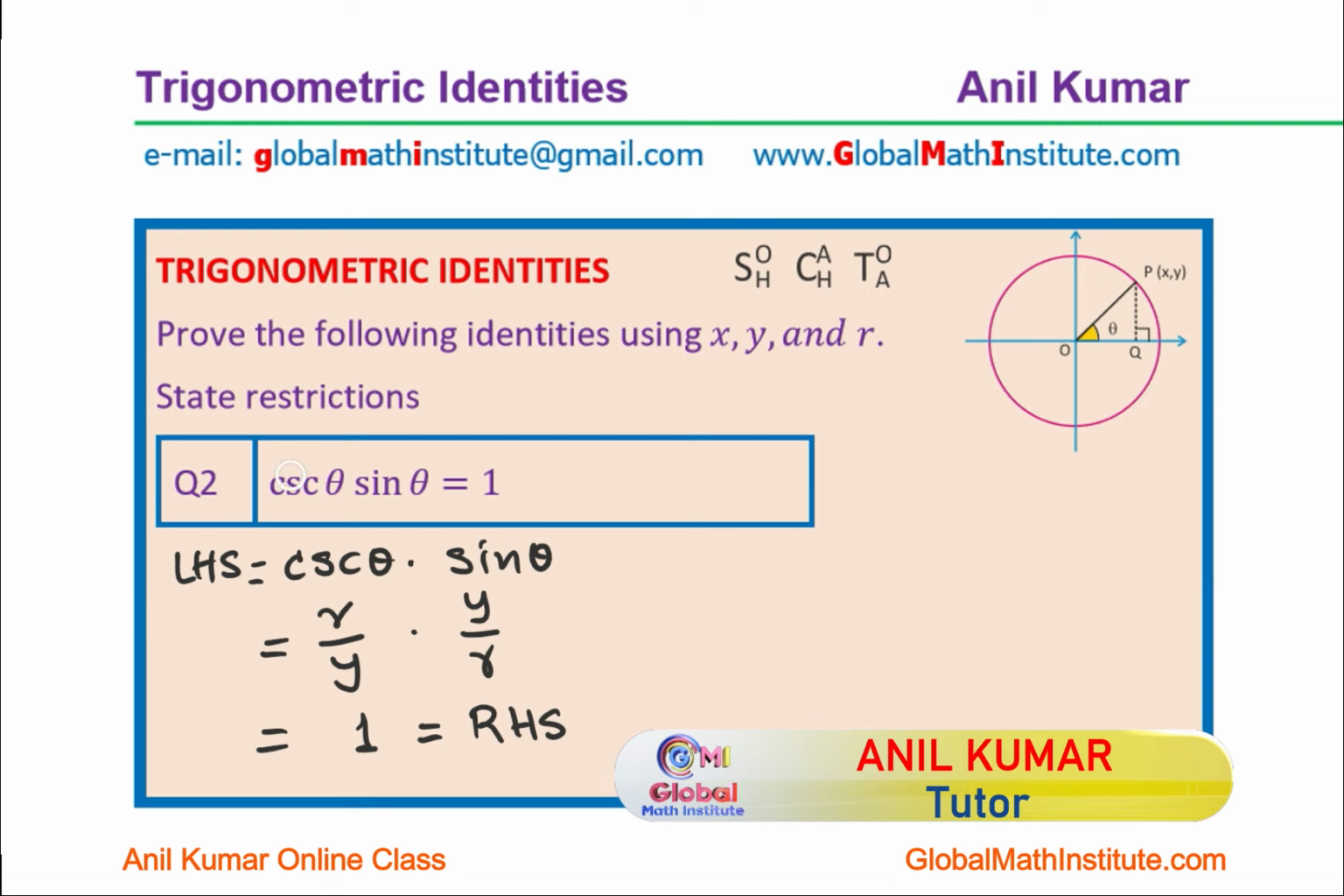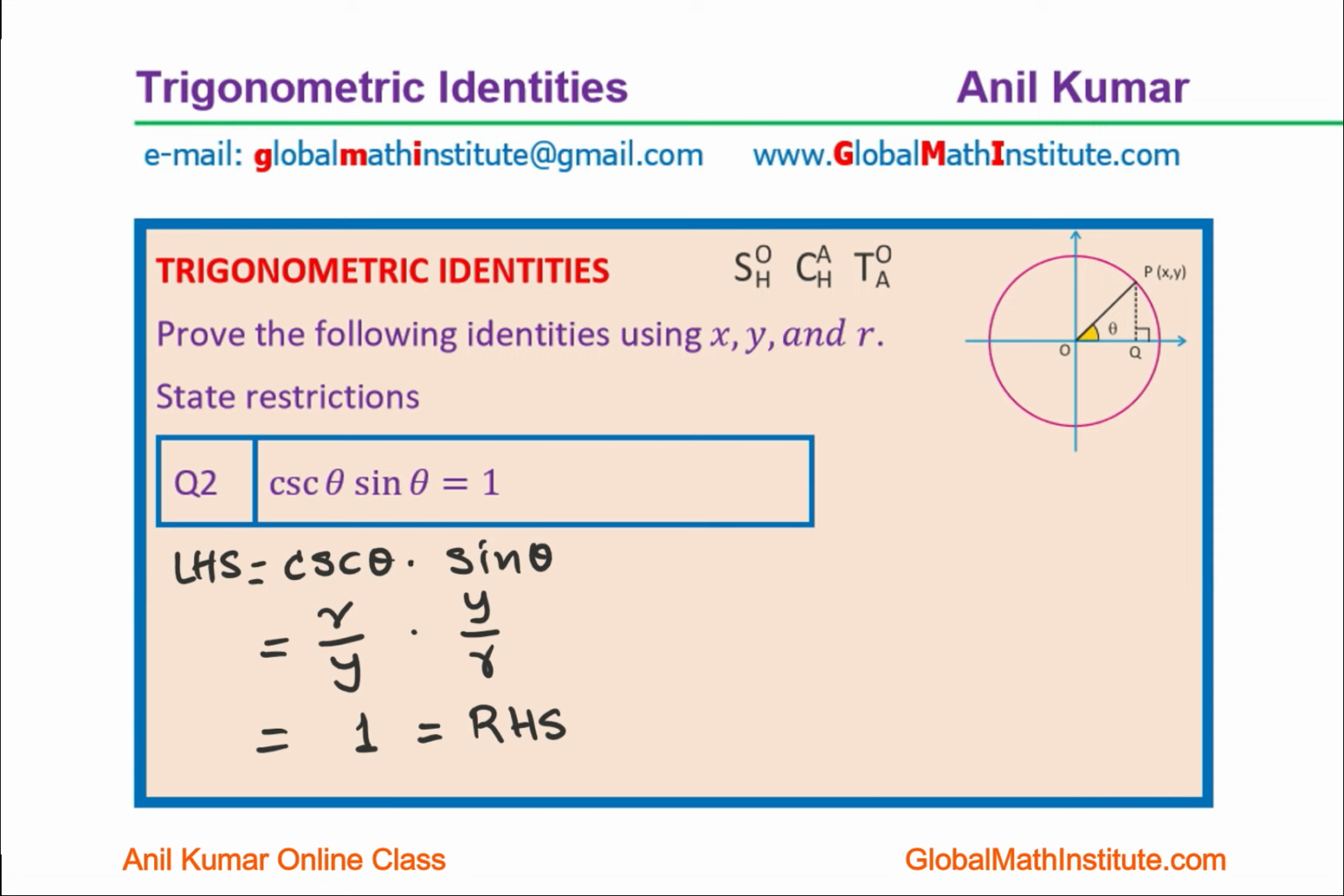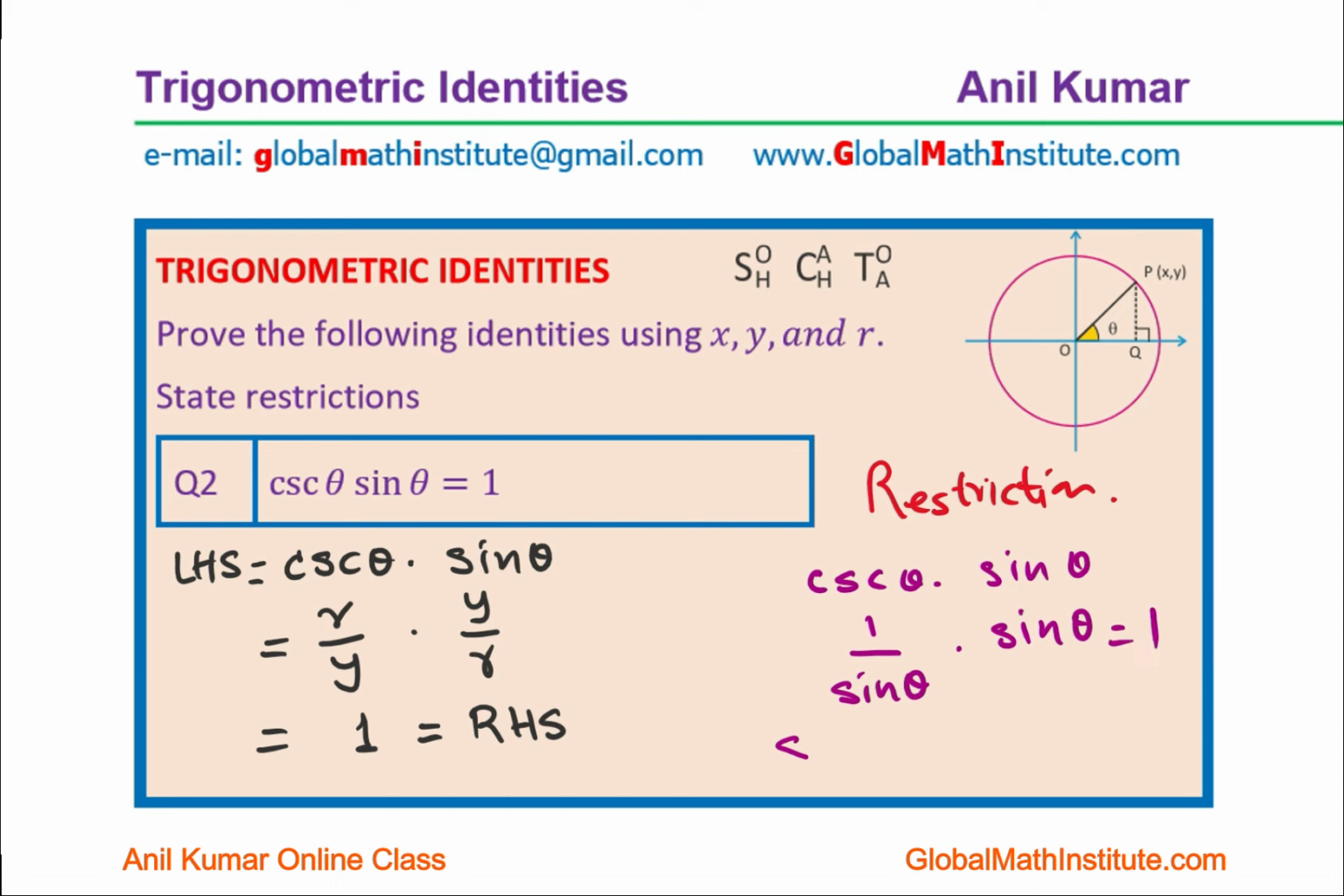Now let's get back to the restrictions. So can you tell me what are the restrictions in this particular case? Well, clearly the restrictions are that the denominator cannot be 0, right? So when I write cosecant theta times sine theta, then cosecant theta is actually 1 over sine theta, right? And we have times sine theta, and we know this is 1. Clearly the restriction is that sine theta is not equal to 0 because you cannot divide by 0. You get the idea. Well, this is also a way of showing or proving the identity.